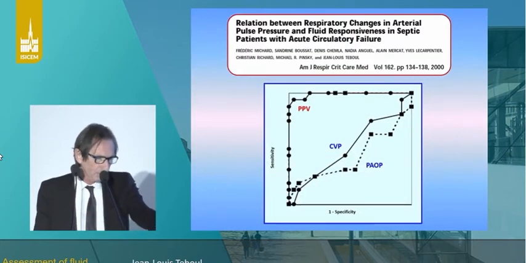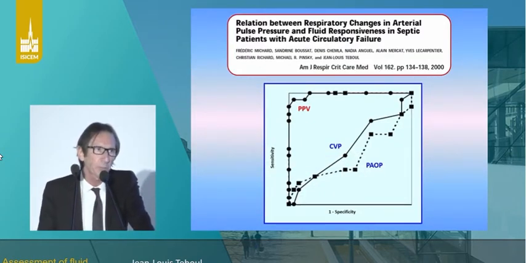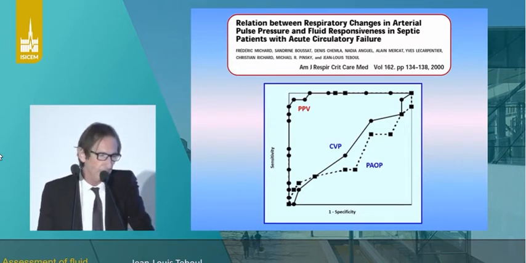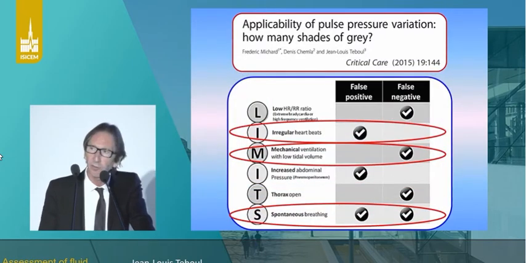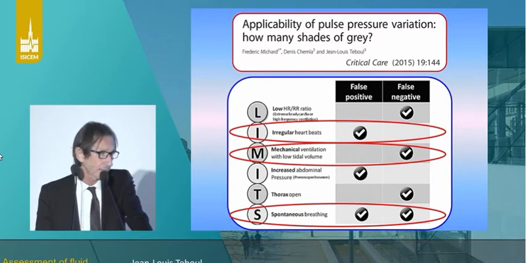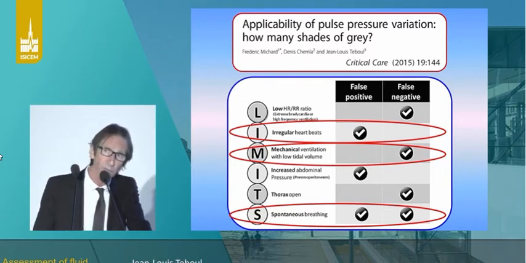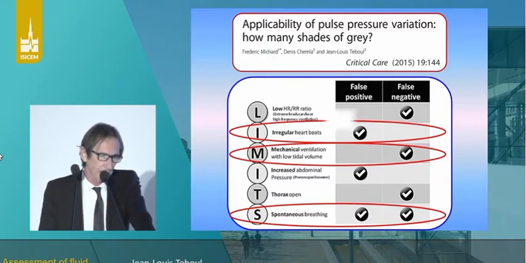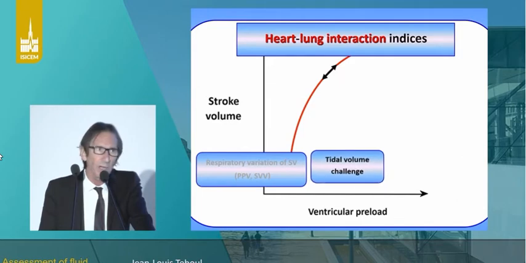And this is the first study showing that PPV, pulse pressure variation, was very predictive of fluid responsiveness compared to cardiac filling pressures. And there are many studies confirming this. But there are many limitations to use these kinds of indices, pulse pressure variation, stroke volume variation, or others, in ICU patients. And this is why we need to have other tests.